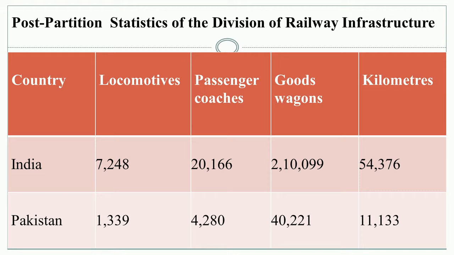After the partition, we also had to divide the Indian railway infrastructure with Pakistan, and the locomotives in Pakistan at that time were 1,339, passenger coaches 4,280, goods wagons 40,221, and rail line kilometers were 11,133. So this shows the country which had a bigger size of rail line, a larger number of locomotives and passenger coaches, had its railway infrastructure divided, and that was really a setback for Indian Railways after the partition.